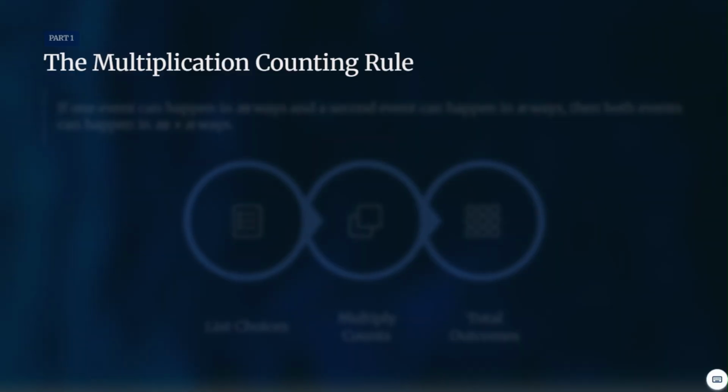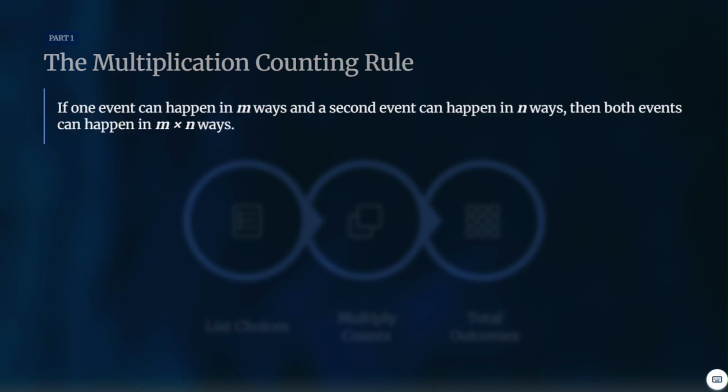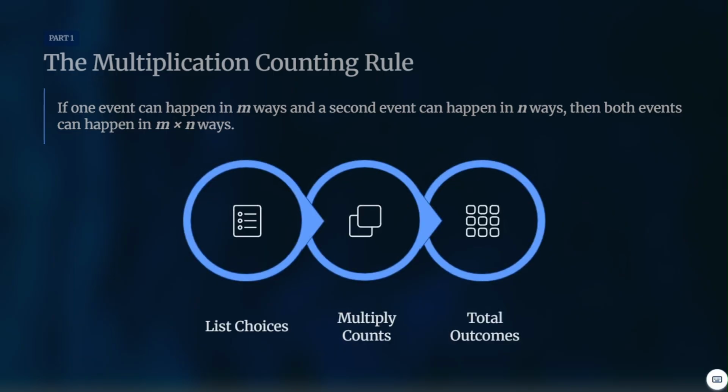First, the multiplication counting rule. If one event can happen in m ways and a second event can happen in n ways, then both events can happen in m times n ways. More generally, multiply the number of choices for each step. This rule extends to any number of events. Just keep multiplying. This simple principle unlocks the ability to count enormous possibilities without listing every single one.